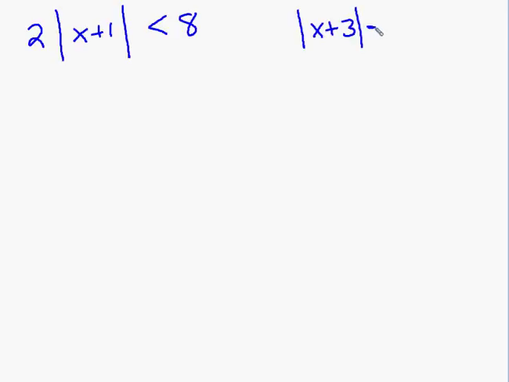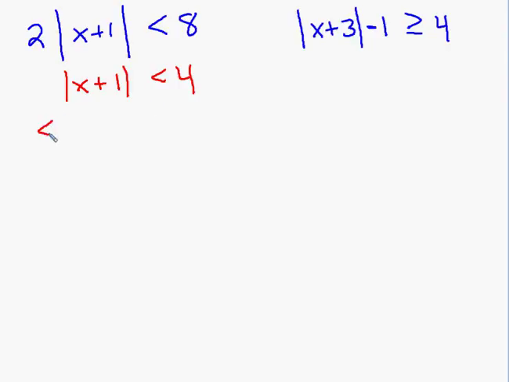Okay. All right. Let's say I have 2 times the absolute value of x plus 1 is less than 8. And let's say I have the absolute value of x plus 3, minus 1, is greater than or equal to 4. So in this case, sandwich or not? Sandwich, okay? Because it's less than. So I get my absolute value alone by first dividing by 2. Now I need to split it, right?